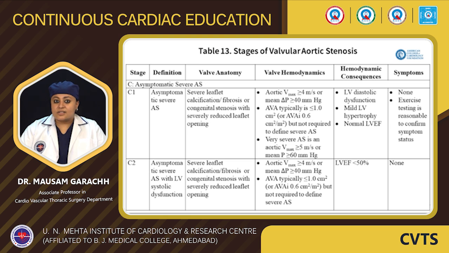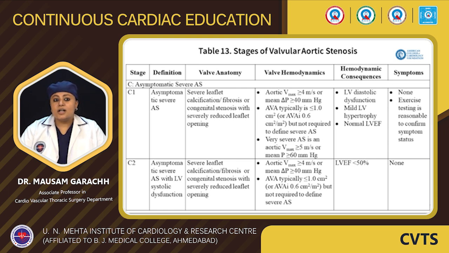Very severe aortic stenosis, the aortic valve velocity would be more than 5 meters per second with a mean gradient more than 60 millimeters of mercury. Now, the hemodynamic consequence over here would be LV diastolic dysfunction, mild LV hypertrophy, and normal ejection fraction. The symptoms would be none. Exercise testing is reasonable to confirm symptom status.